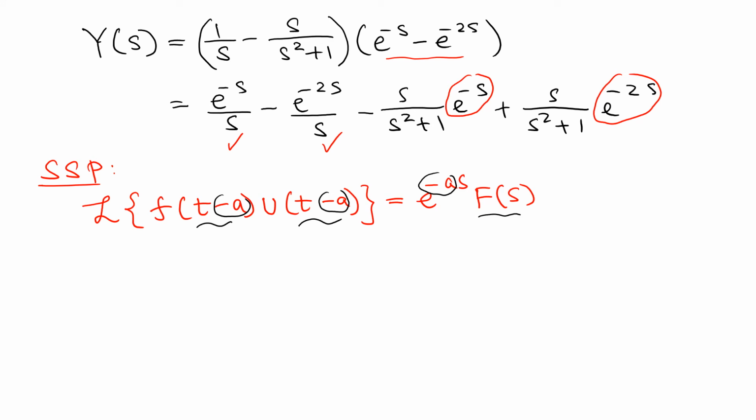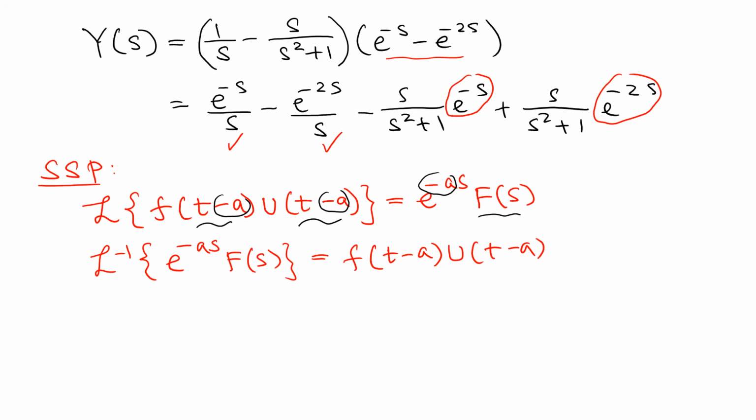So that means we can actually revert. If you write the inverse, you can write it like this: the inverse of e to the minus a s times F(s) is simply f. What you do is replace t with t minus a and multiply by u(t minus a). So that's what happens. Let's write backwards. We do the same thing with the last two terms, and then we can write the final answer like this.